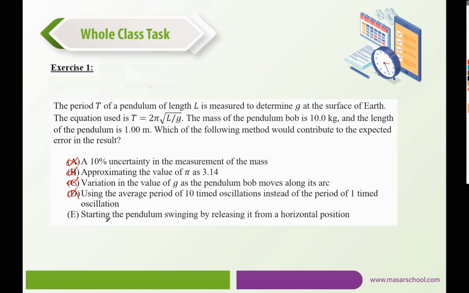The only one that would cause an error is starting the pendulum swinging by releasing it from a horizontal position, yielding very big amplitudes of oscillation. So basically E would be the source of the error.